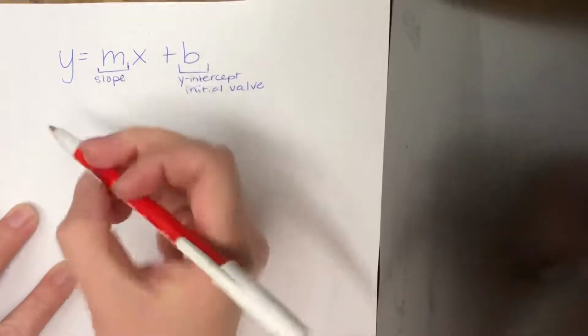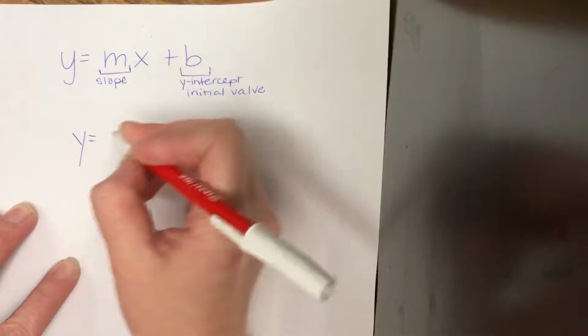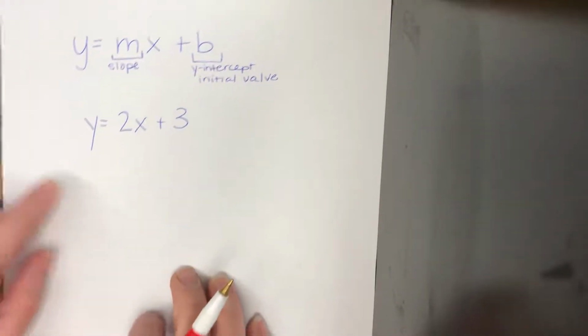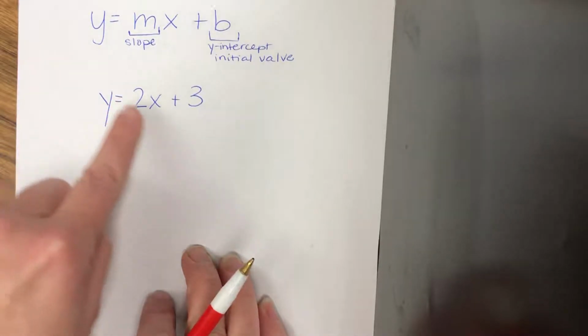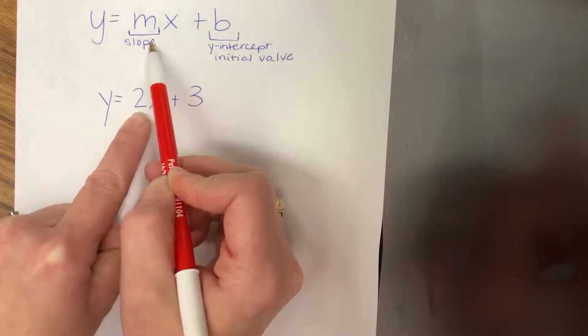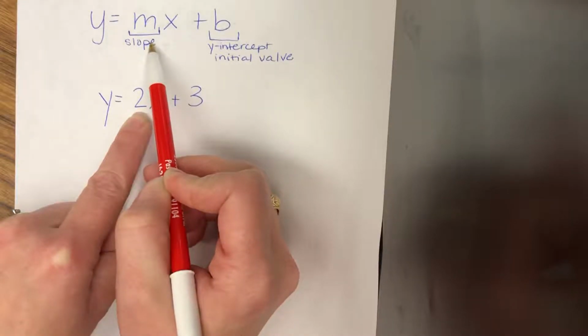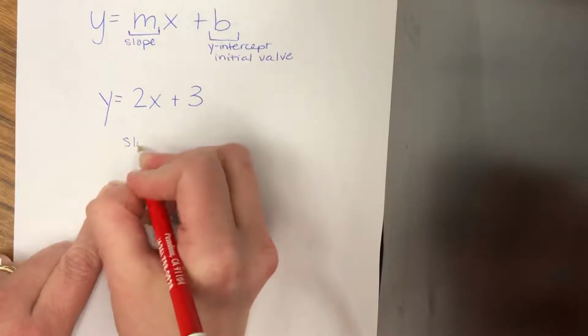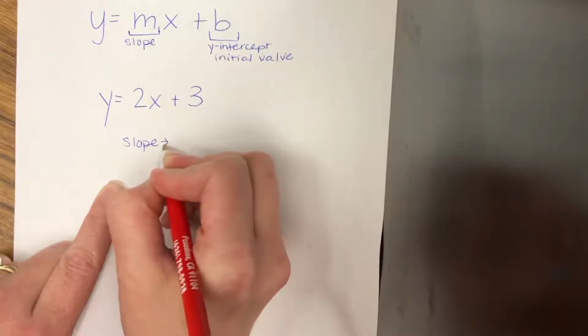Okay, so if I gave you this equation and I said, what is the slope? Well, the 2 is sitting in place of this m, and m stands for slope. I don't know why it's an m, it just is. So that means the slope is 2.